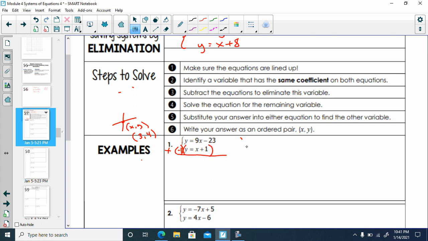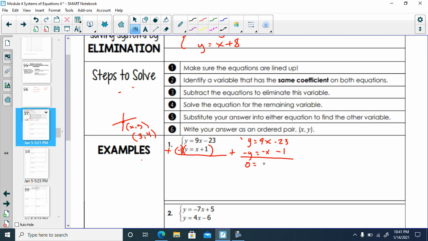If you do that, you wind up with y is equal to 9x minus 23. That's what we had to start with. Plus negative 1 times y is negative y. And you put your equal sign. Negative 1 times x is negative x. Negative 1 times 1 is negative 1. y plus negative y is 0.